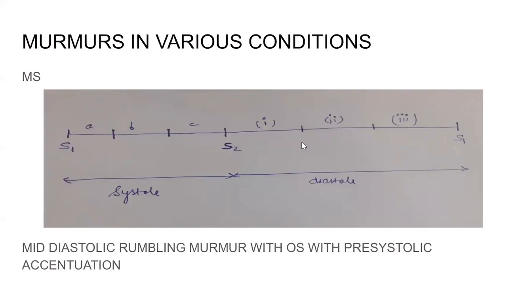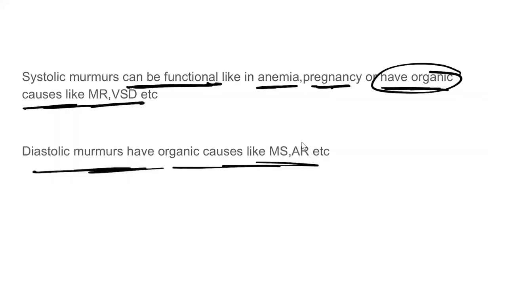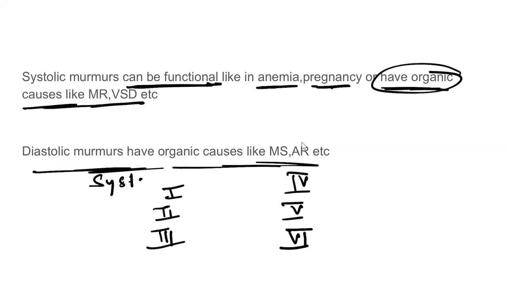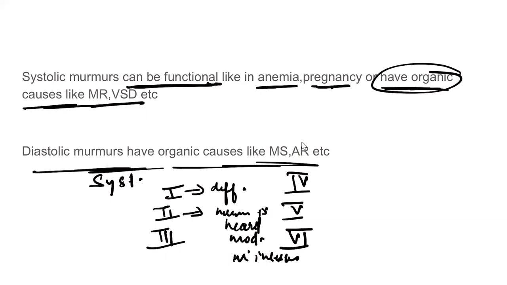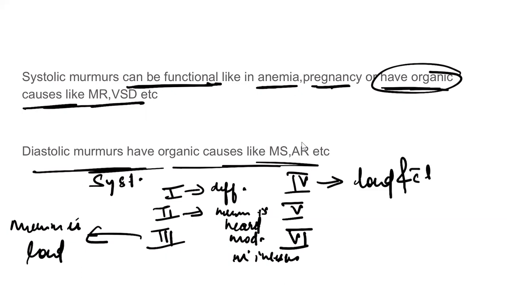Now murmurs in various conditions. Let us first discuss the grading of murmurs. Grading of systolic murmur is 1, 2, 3, 4, 5, 6. Grade 1 is a murmur heard with difficulty. Grade 2 is a murmur moderate in intensity, heard without difficulty. Grade 3 is a murmur that is loud. Till grade 3, we don't have any thrill. Grade 4 is a murmur that is loud and with thrill.